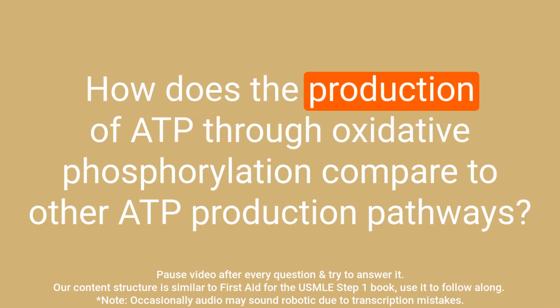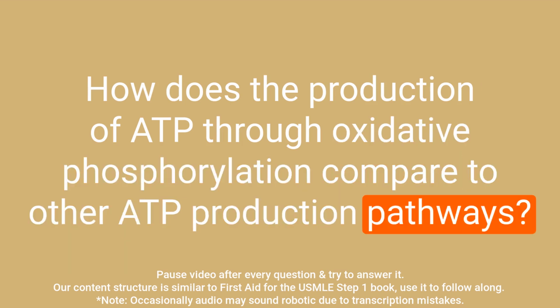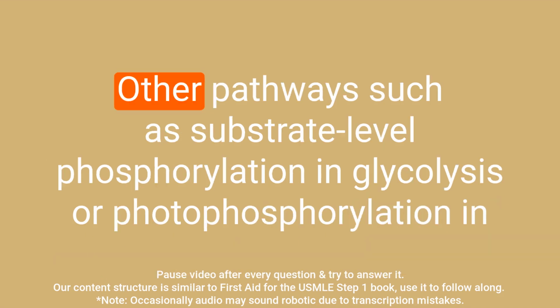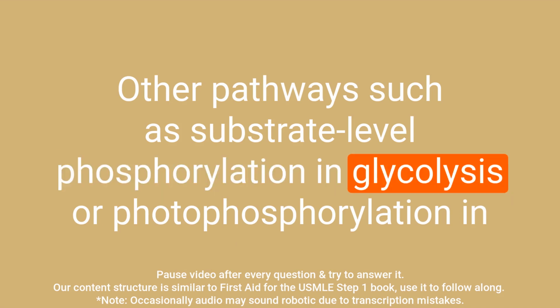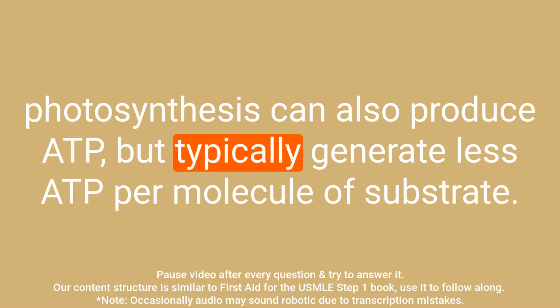Question: how does the production of ATP through oxidative phosphorylation compare to other ATP production pathways? Answer: oxidative phosphorylation is considered one of the most efficient ways to produce ATP, as it can generate a large amount of ATP from the oxidation of a single molecule of glucose. Other pathways such as substrate-level phosphorylation in glycolysis or photophosphorylation in photosynthesis can also produce ATP, but typically generate less ATP per molecule of substrate.